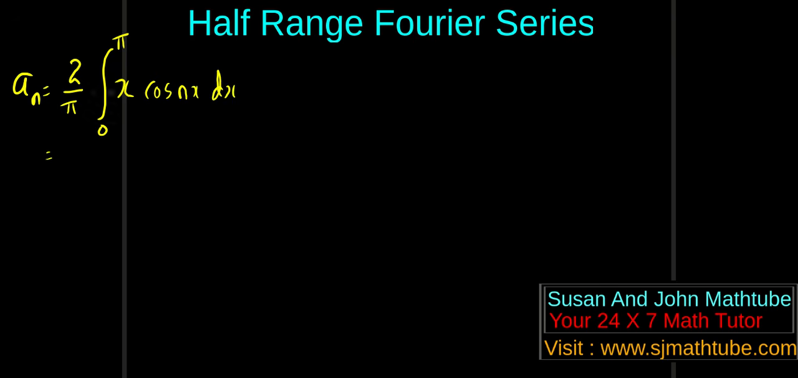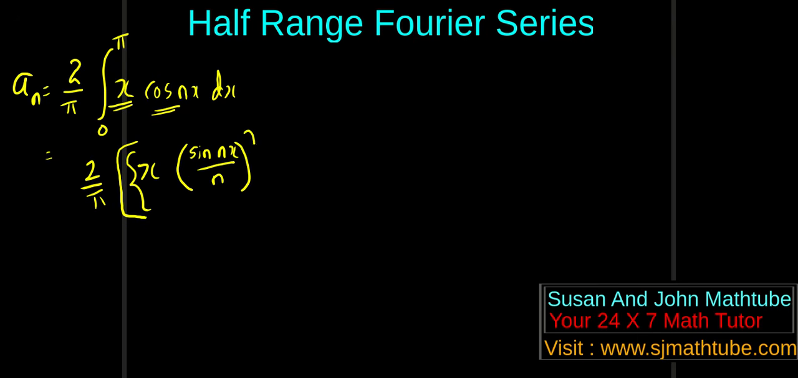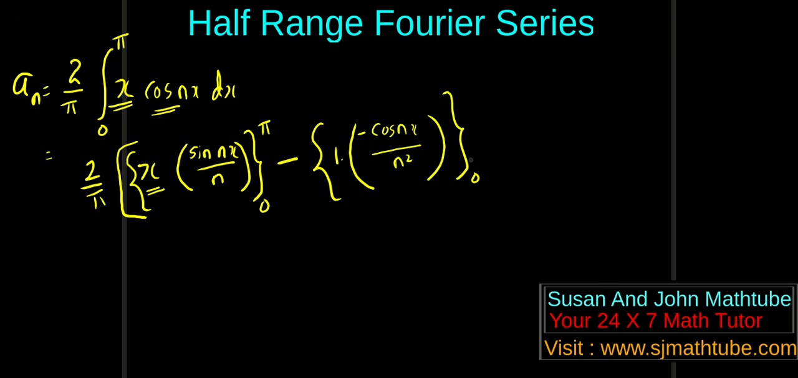And we can use the shortcut because it's a polynomial times cosine, and I hope you're comfortable with those things now. So 2 by pi, I'll put a big bracket. So x, and then the integral of cos is sin nx by n within the limits 0 to pi, minus, in the next bracket, the derivative of x is 1 and the integral of sine is within 0 to pi, and we get 2 by pi.